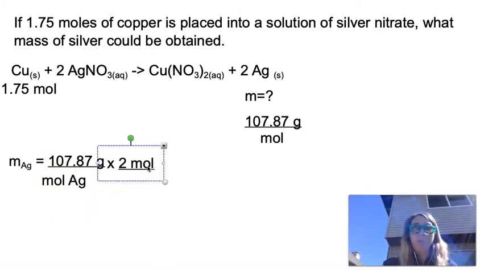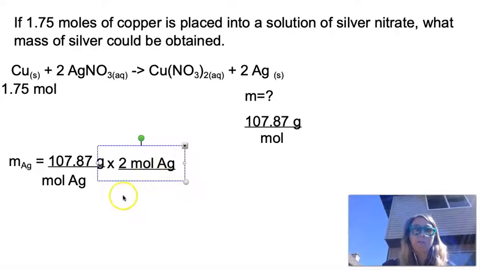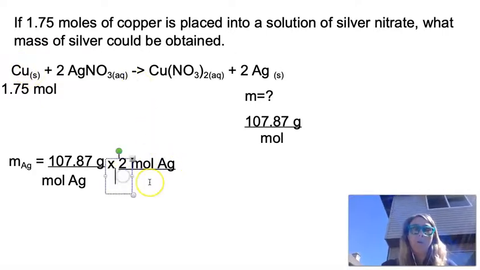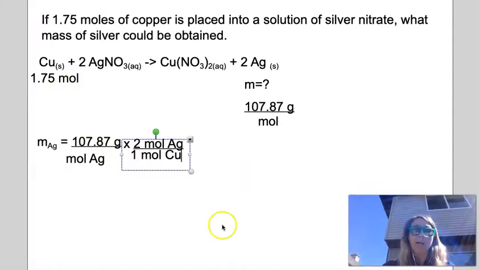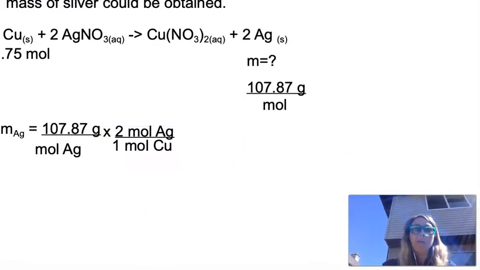So we're going to write 2 moles of Ag on the top. On the bottom, we're going to put what we have info for. What we have info for is the copper. So it's going to be over 1 mole of Cu, right? And it's 1 mole because that's what we balanced with. So now when we look at it, we can eliminate the unit moles of Ag. So we still have grams. Next unit we need to get rid of is moles of Cu.